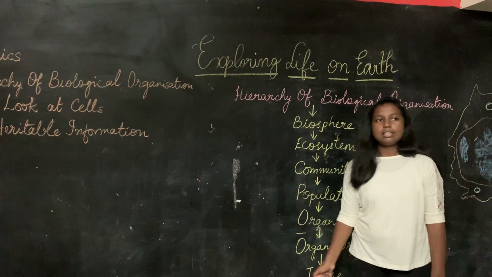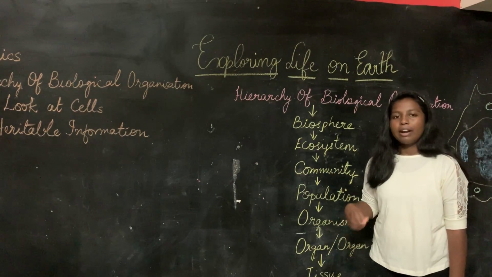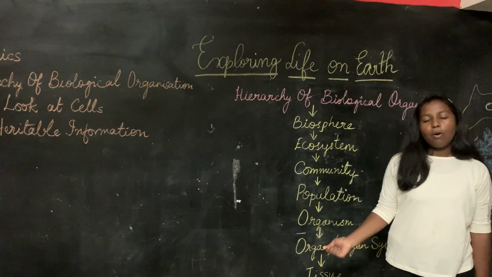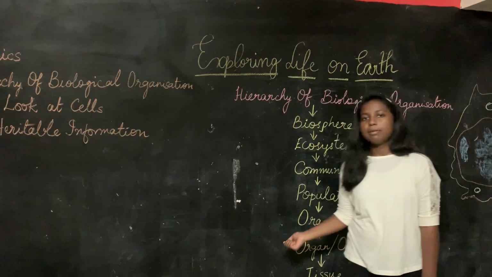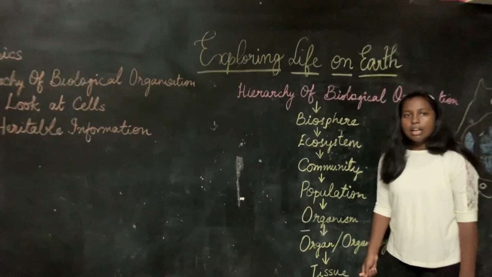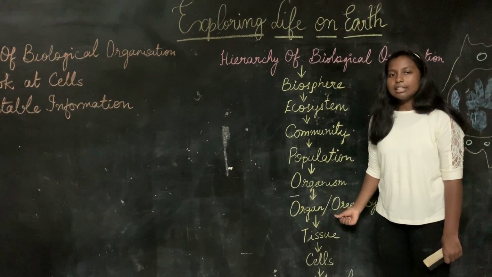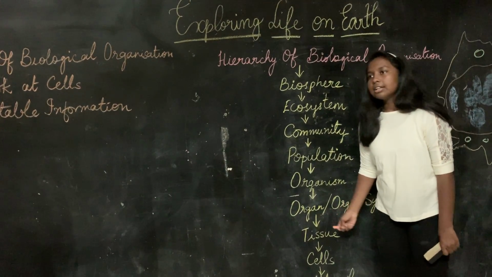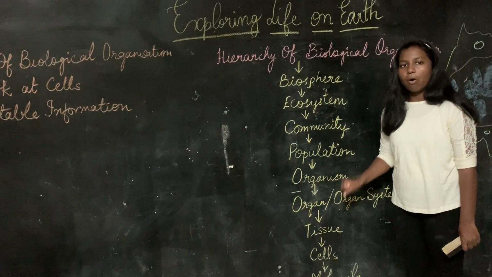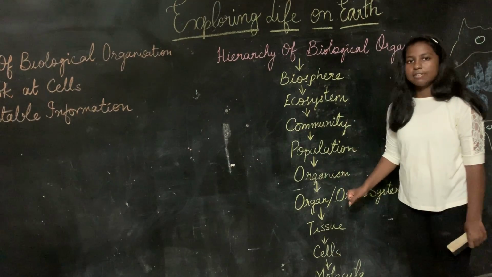Next we go to an organism. An organism is an individual human being or an animal. It consists of all the organ systems and cells. It may be a unicellular organism, or it may be a multicellular organism. We go to organ and organ system. An organism is made up of different organs and organ systems. A group of organs form an organ system. For example, an intestine is an organ in the digestive system.